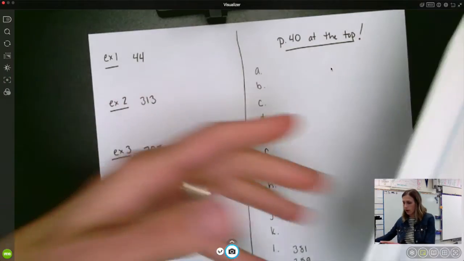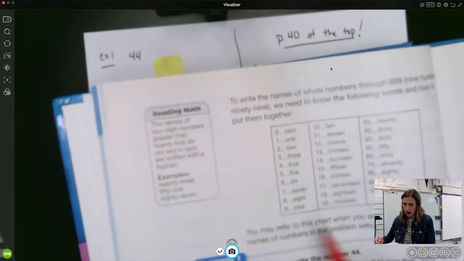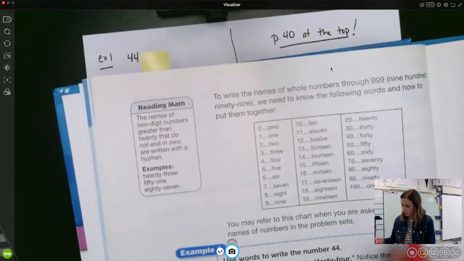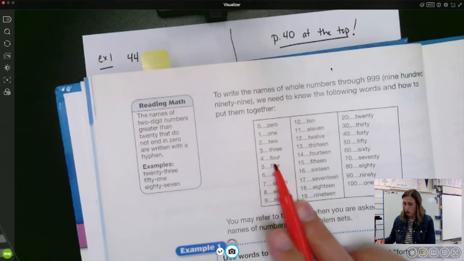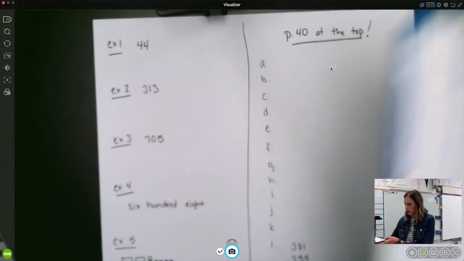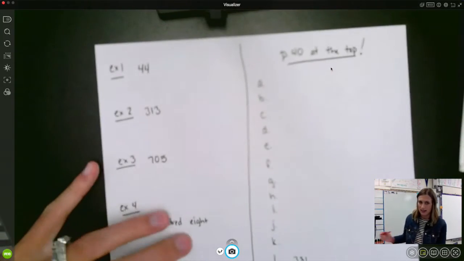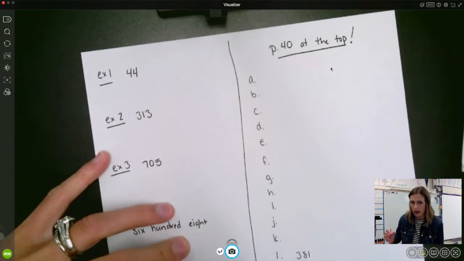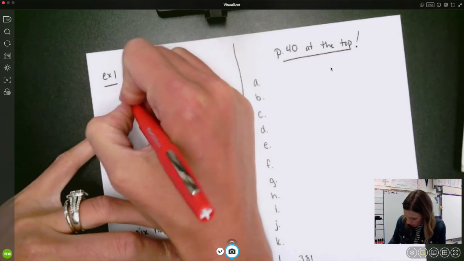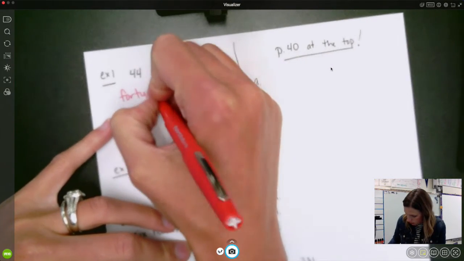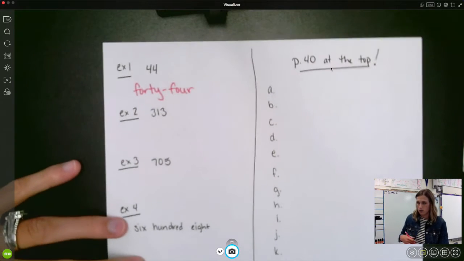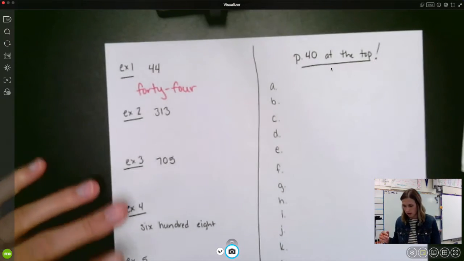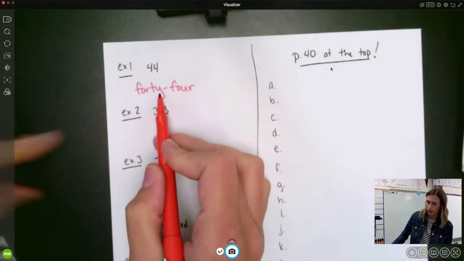Okay, 44. So I'm going to use my chart. I'm going to use the word 40 right here and 4 right here. Now, we're going to put a hyphen in this word. Any word that ends in a Y, we're going to put a hyphen after. Notice I have that hyphen there because the hyphen always goes after a word with a Y.